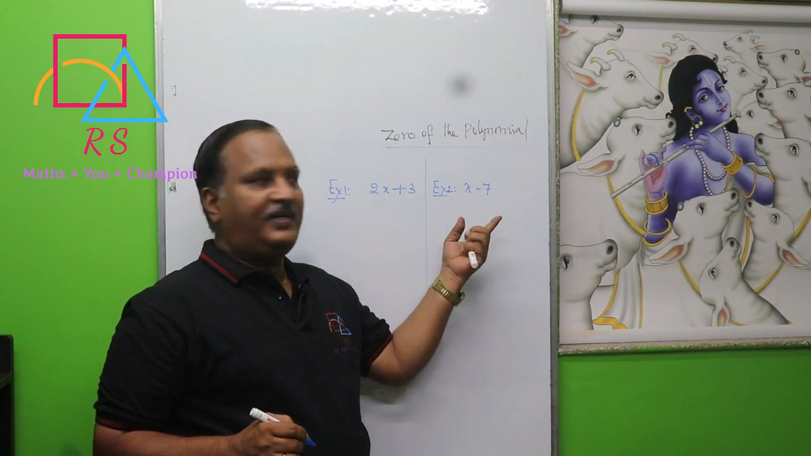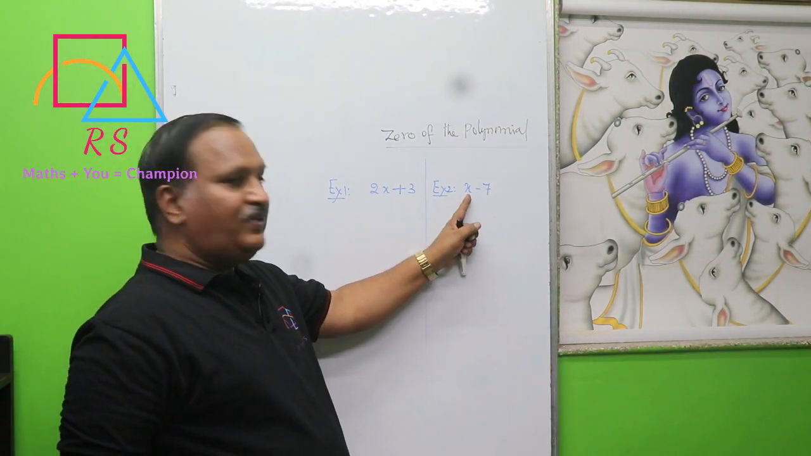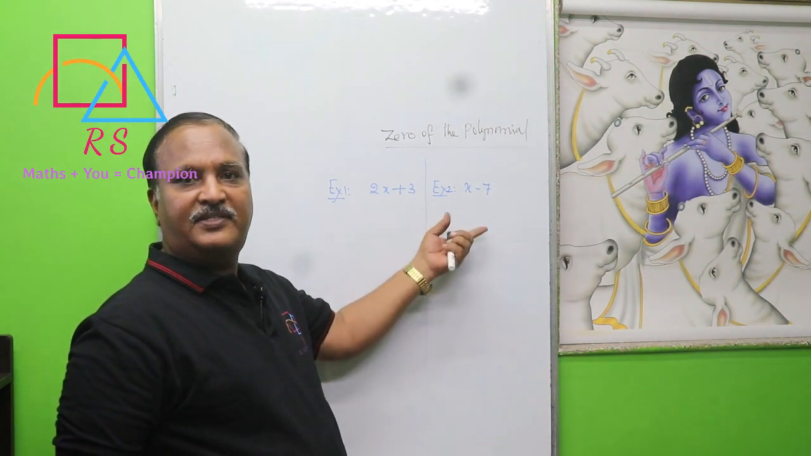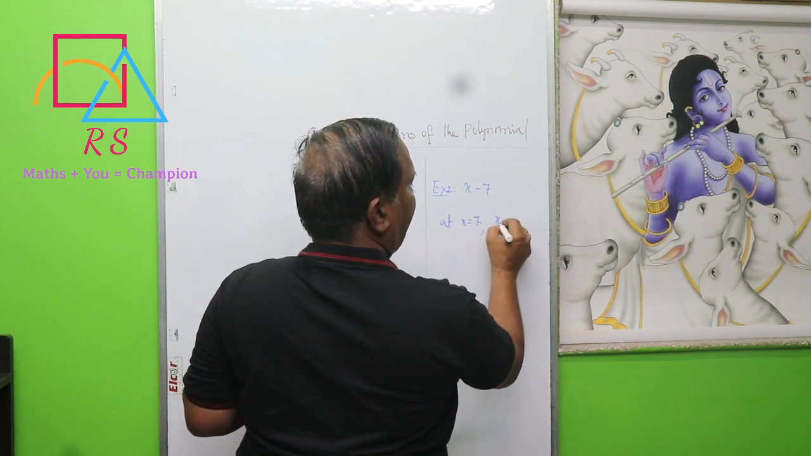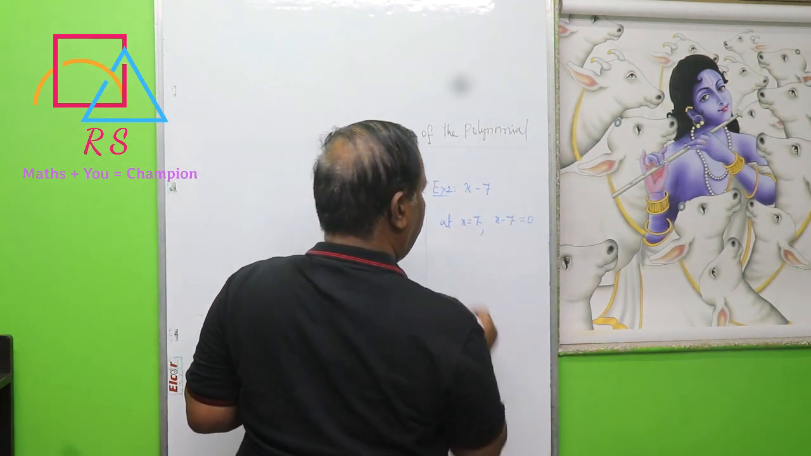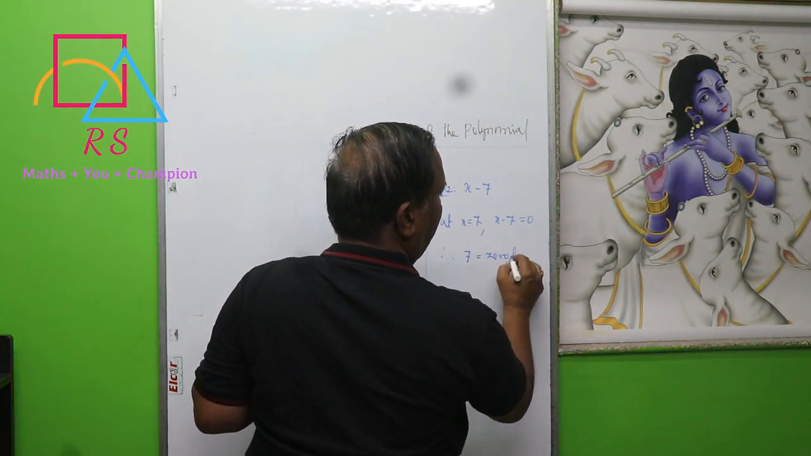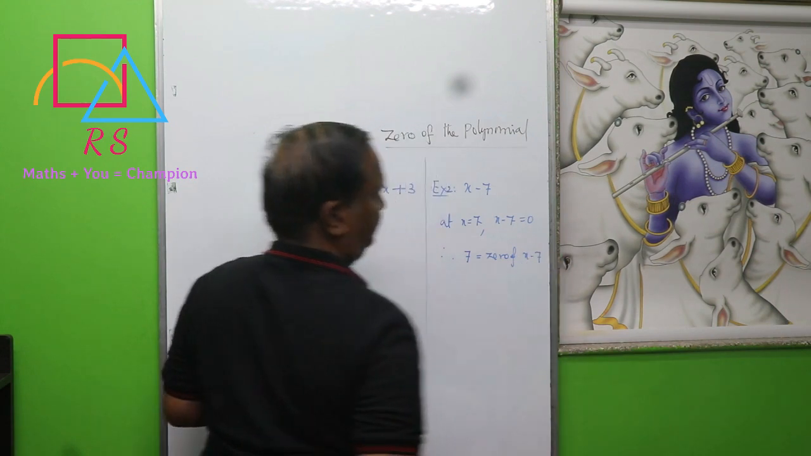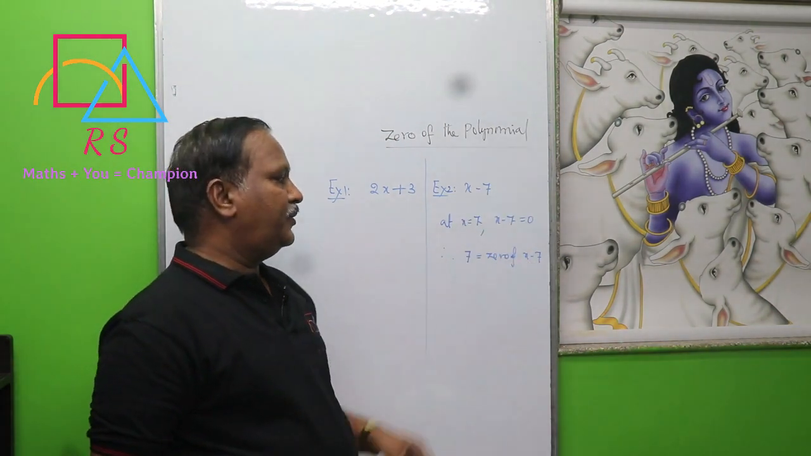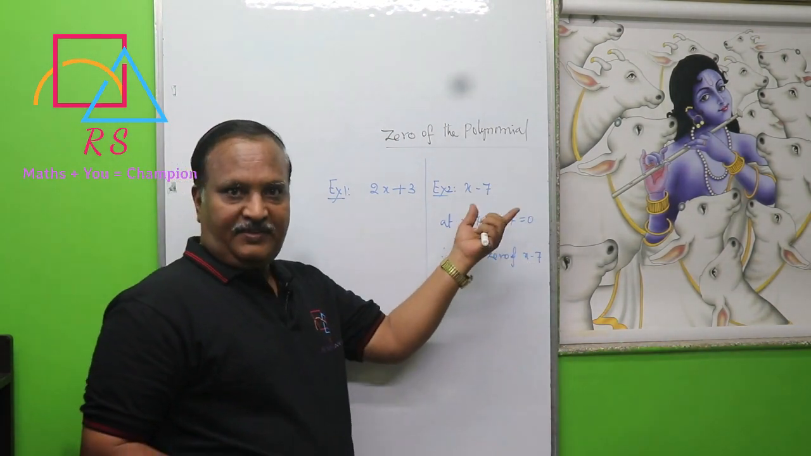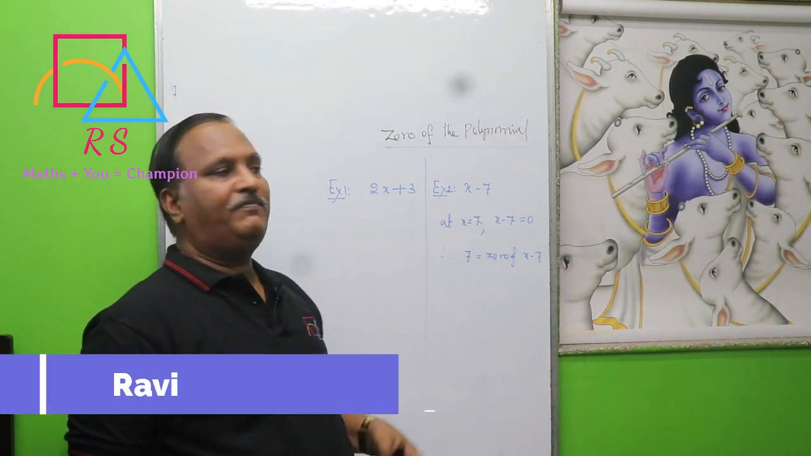You can easily understand when this x minus 7 is equal to 0. If you replace x with 7, 7 minus 7 is equal to 0. So, at x equal to 7, x minus 7 is equal to 0. Therefore, 7 is the zero of x minus 7, because at 7, x minus 7 becomes 0. Because it is a very simple thing, you are easily able to replace with some value.